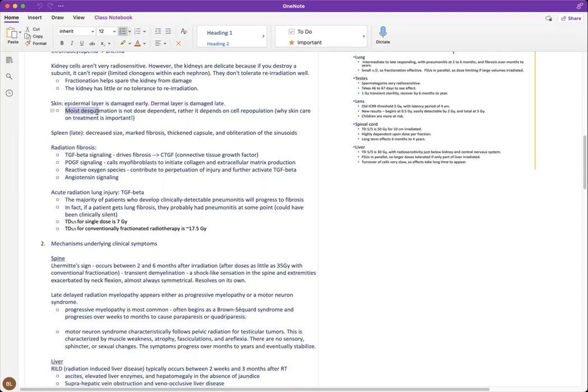Lastly, when there's moist desquamation, it's not considered dose dependent. Rather, it's relying on cell repopulation. So this is why two people that get the same dose could have really different reactions if one person's doing skincare and the other person isn't doing skincare.